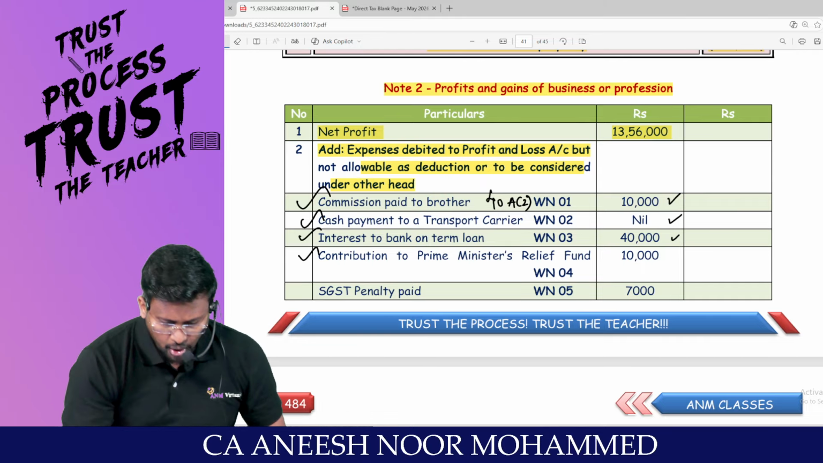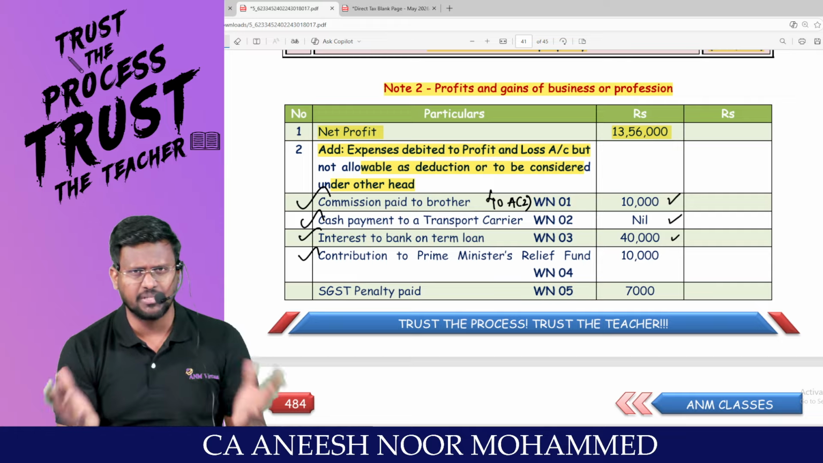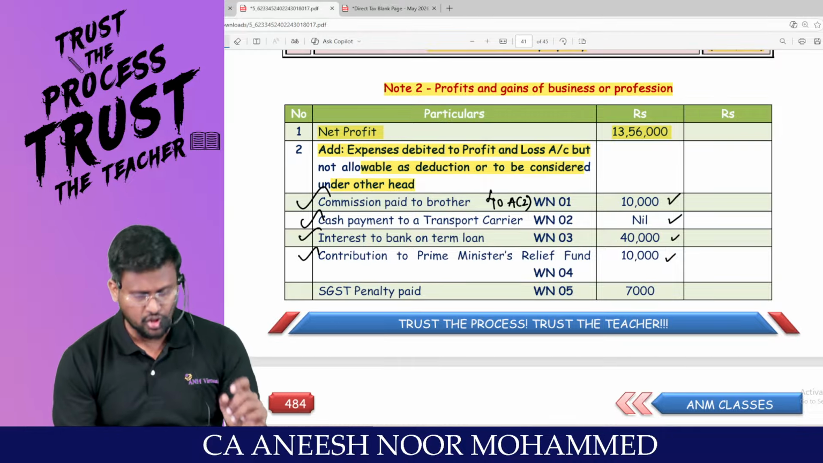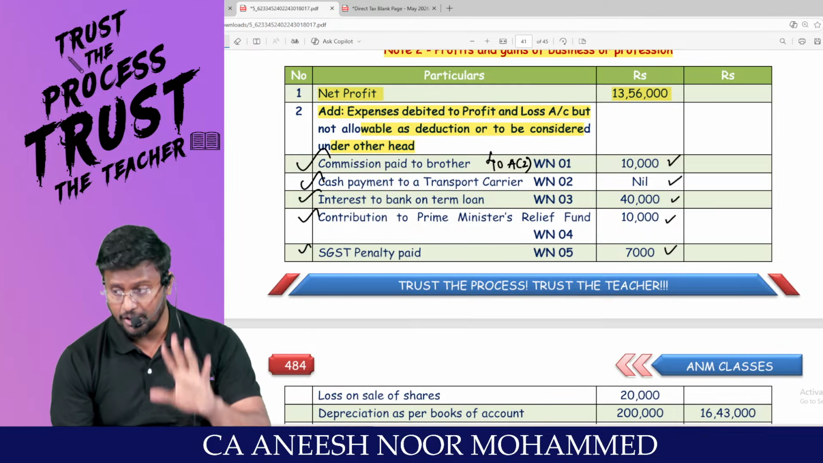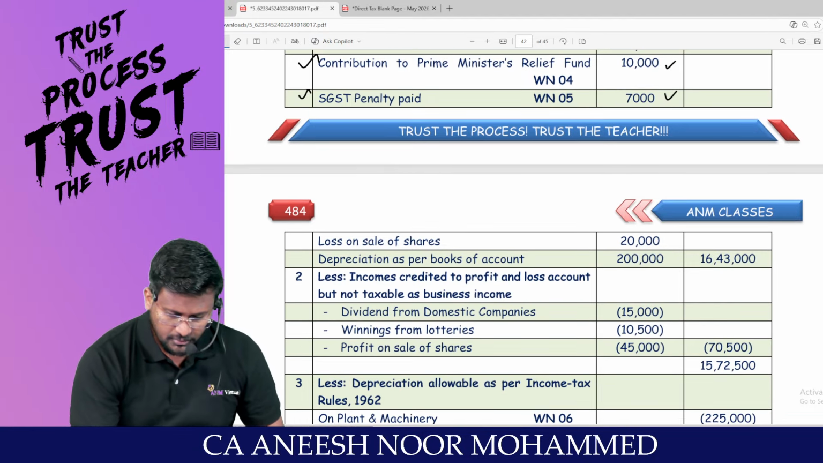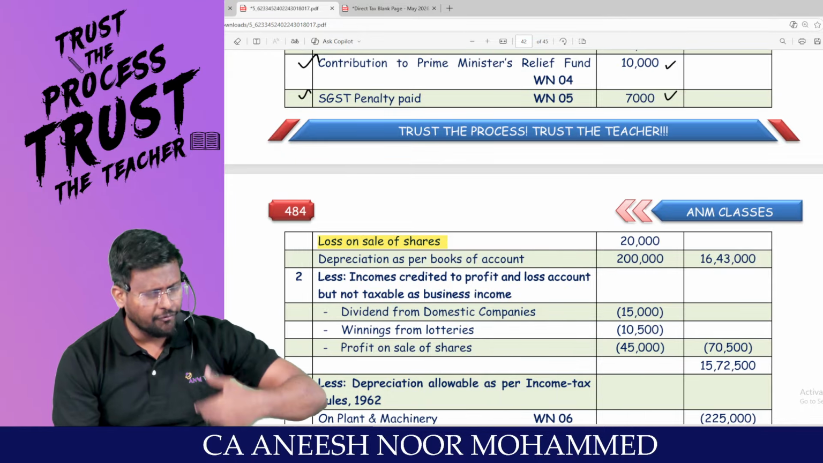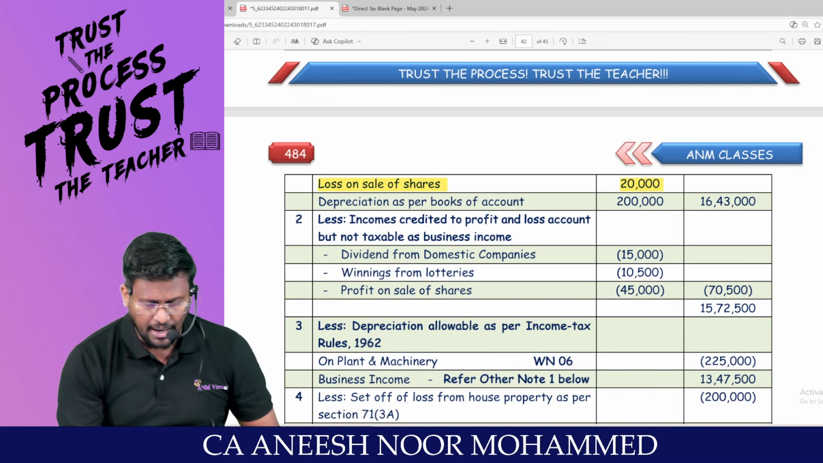Am I right? Contribution to Prime Minister's Relief Fund, that's a donation. It's not a business expenditure. First of all, it should be not allowable, and it can be claimed as a Chapter VI-A deduction under 80G. SGST penalty paid is an infraction of law. It's not compensatory in nature. It should be not allowable. Loss on sale of shares: first of all, this is an impurity for PGBP because it's a capital gains head. So that 20,000 should be added back.